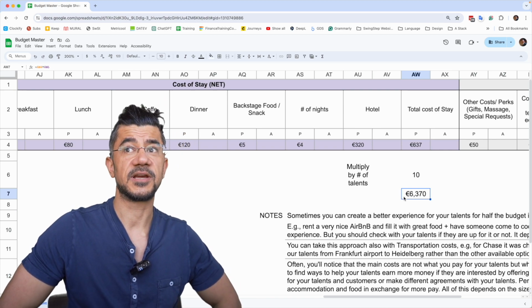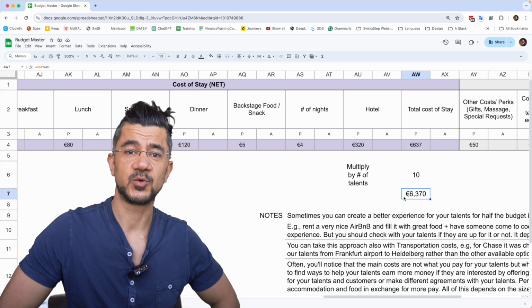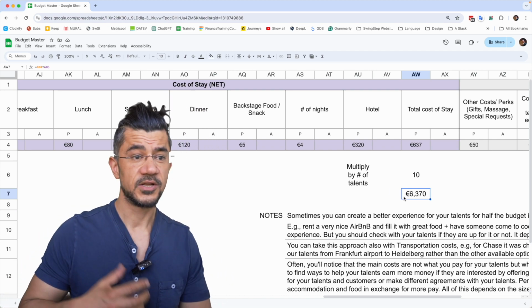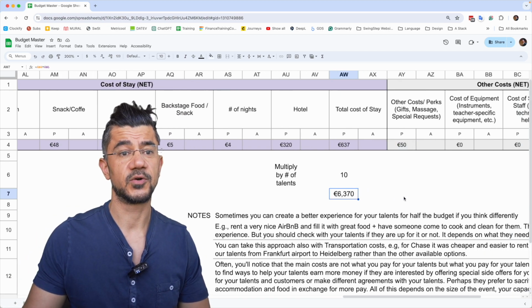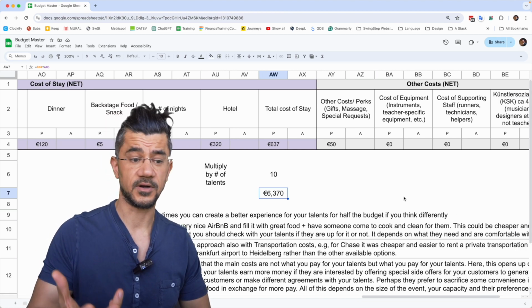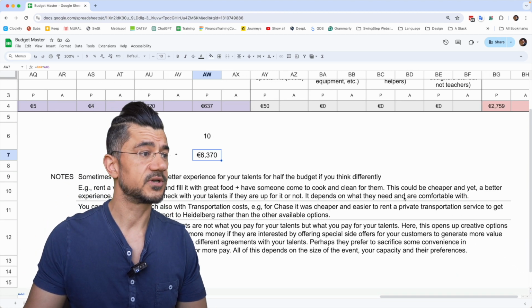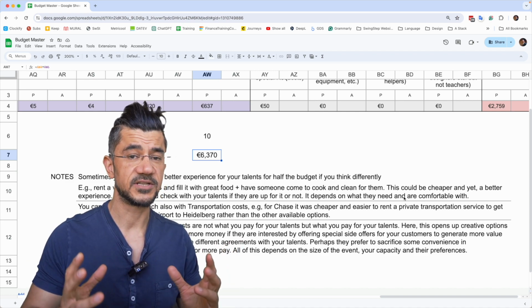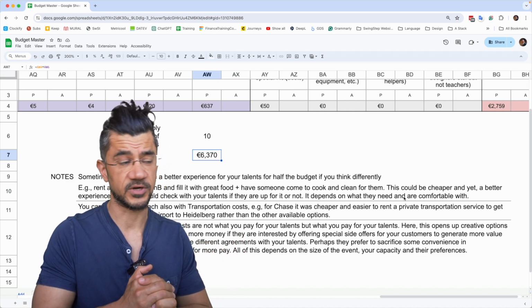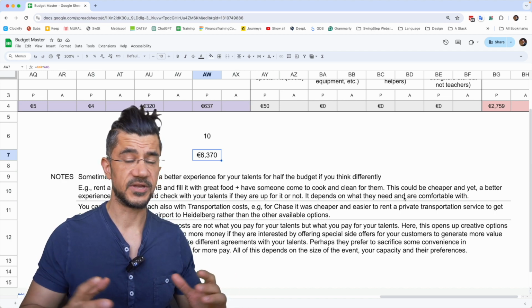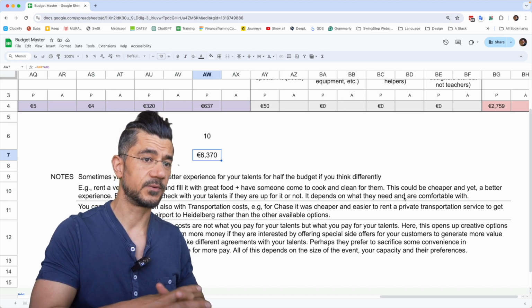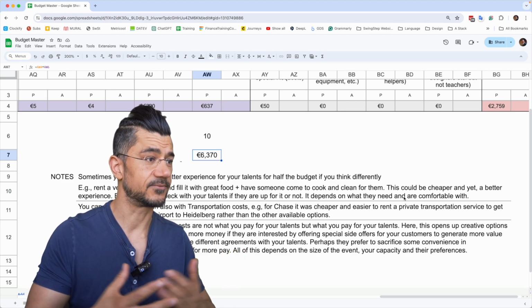Or maybe I can get something that is 20% cheaper and it's the same or better experience, for example. So you can talk to your talents and see if there are other solutions. So, for example, personally, depending on the event, in some cases I really appreciated when the event organizer organized a big Airbnb where every talent had their own room, but we were basically in an apartment and we had a great time together there.